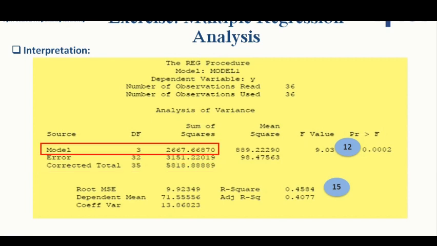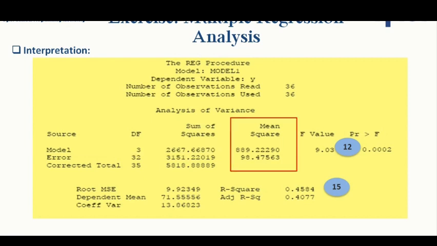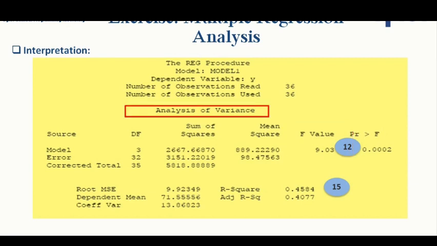The model sums of squares is 2667.66870. You compute the mean sums of squares and the F value. This is known as the analysis of variance table. We will see the entries and their description in the analysis of variance table when we learn the topic of ANOVA, that is, analysis of variance.